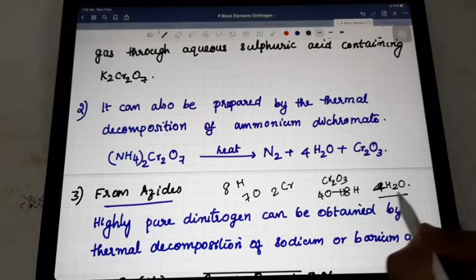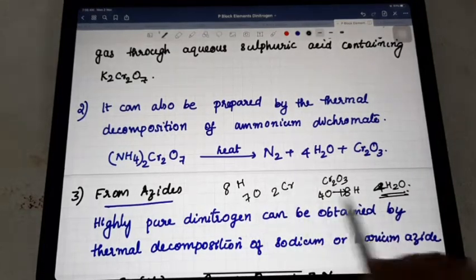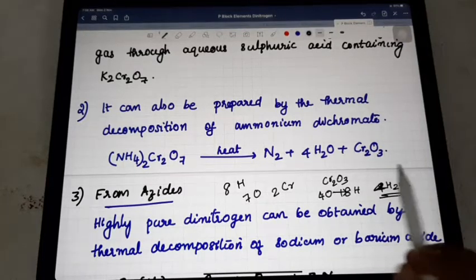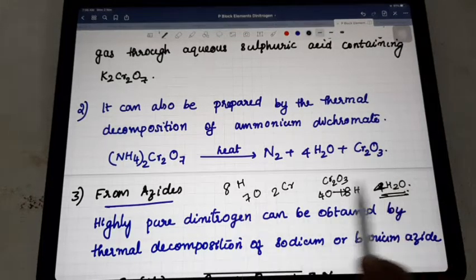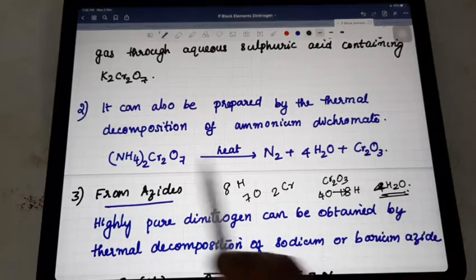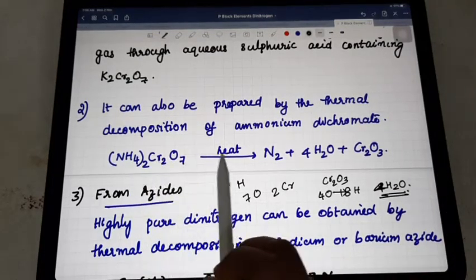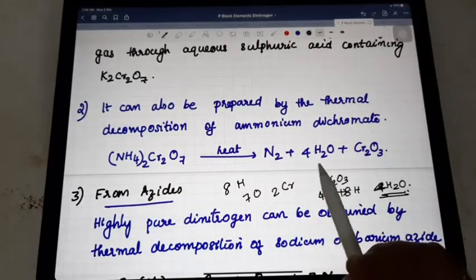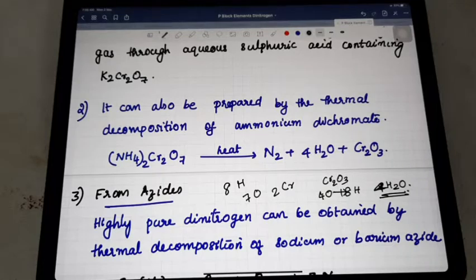So 8 and 4. Likewise, this is the easiest method for remembering this condensed chemical reaction; for that only I said it like this. It's not the mechanism, just for ease of understanding. So N2 is removed, Cr2O3 is removed, 4H2O is also removed. At that time you will get dinitrogen as a product.